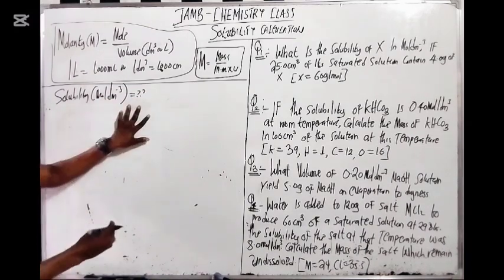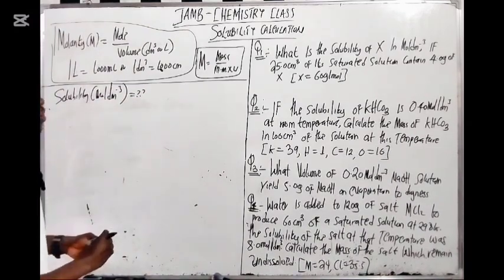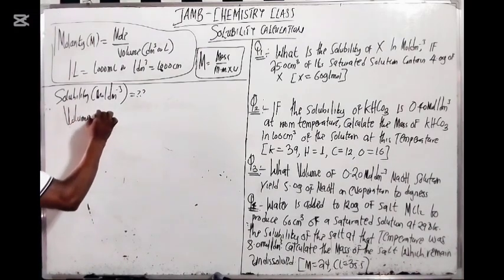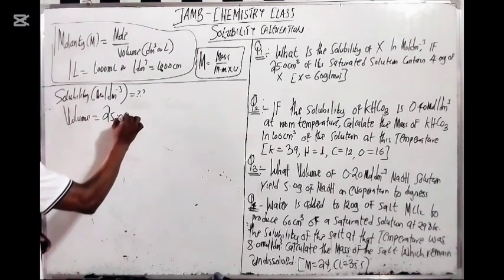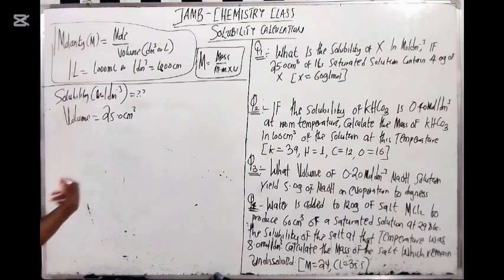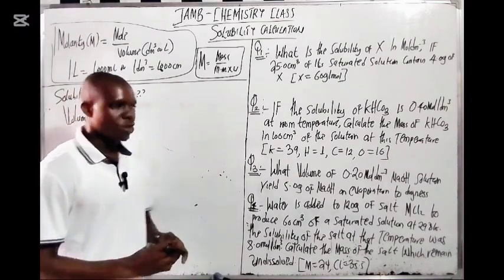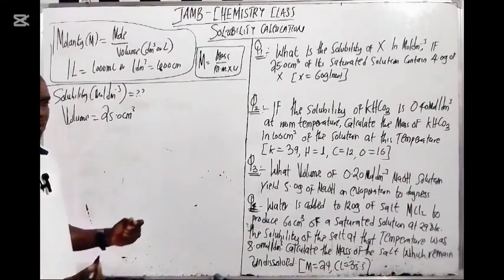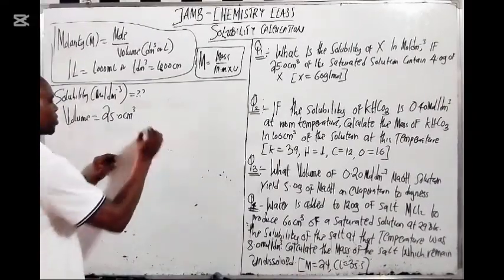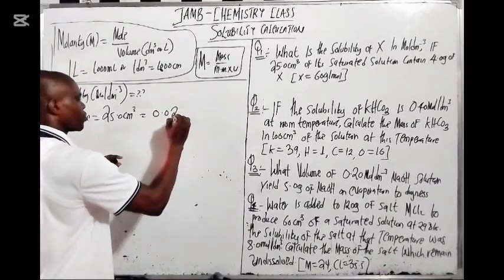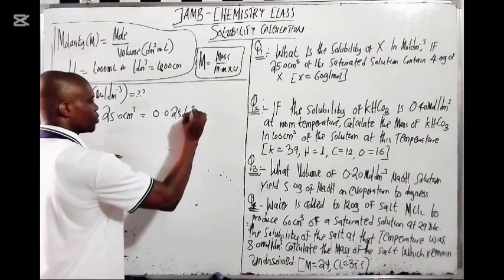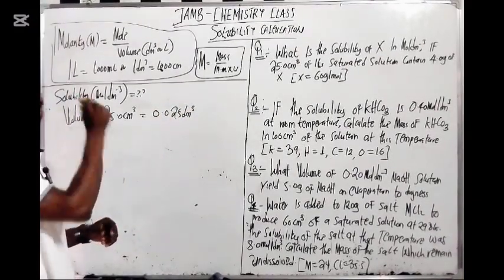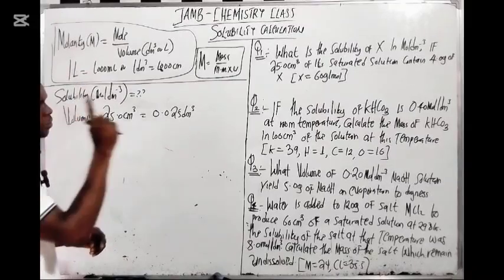Now they give us the volume to be 25.0 cm³. Remember, whenever you're talking about solubility, you must convert cm³ to dm³ by dividing by 1000. So if you divide by 1000, you have 0.025 dm³. Do you understand? So never forget to convert this one here. It's very important to convert this one. Hope you understand.